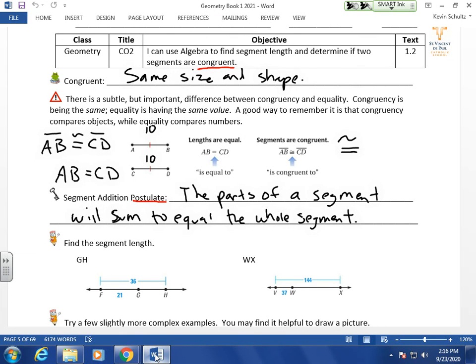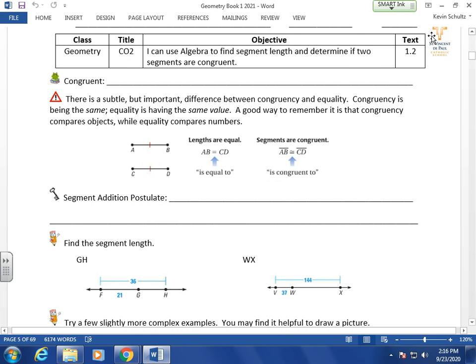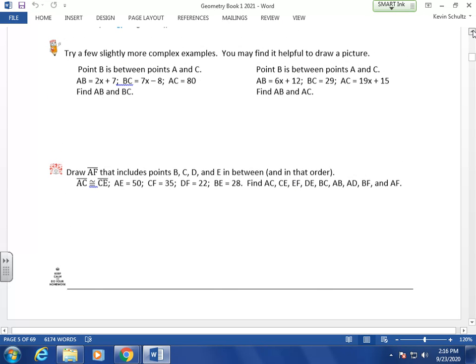Yeah. The parts of a segment will sum to equal the whole segment. Everyone got that definition? Can I erase and scroll? Okay. All right. Pen down, clear ink, scroll down.